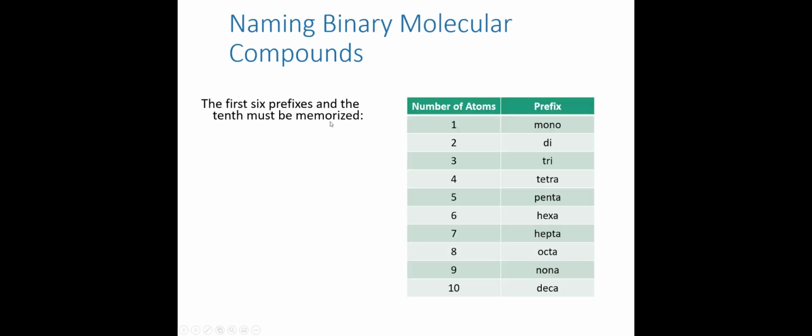You need to memorize the first 6 prefixes for this system, and I would imagine that many of these are already familiar to you, like mono meaning one, or di is two, tri like triangle, penta like pentagon, or hexa like hexagon. So you'll want to memorize at least 1 through 6 and 10, deca, just like decimal.